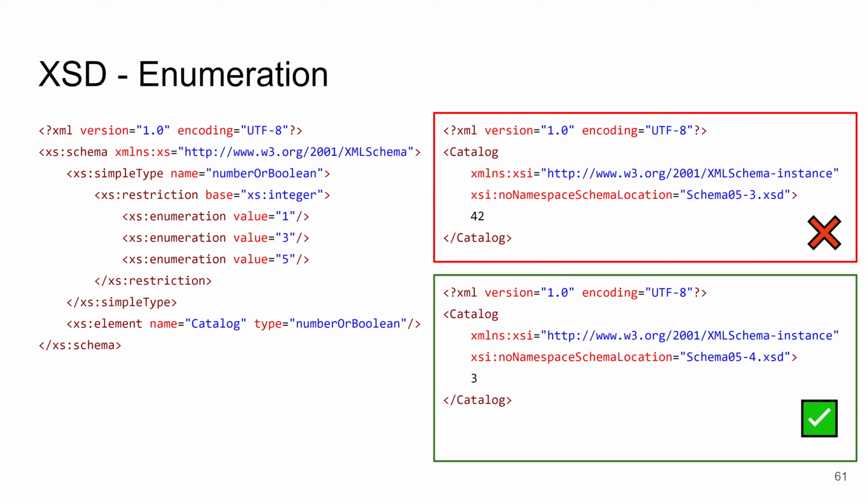Another type of restriction which we may use with simple types is enumeration. So we may restrict the possible values of an element or attribute using enumeration like this. We enumerate the possible values. So, for instance, we enumerate 1, 3, and 5. So now, of course, the type name is nonsense, but what it shows is that 42 is not valid because it is not 1, 3, or 5, and 3 is valid because it is in the enumeration.